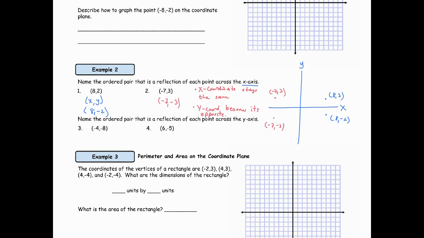Continuing to numbers 3 and 4, it says name the ordered pair that is a reflection of each point across the y-axis in this case. So number 3, we have the point negative 4, negative 8. That means we start at the origin, we go left 4, and then down 8.